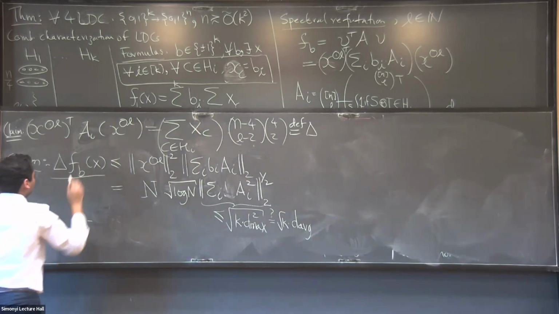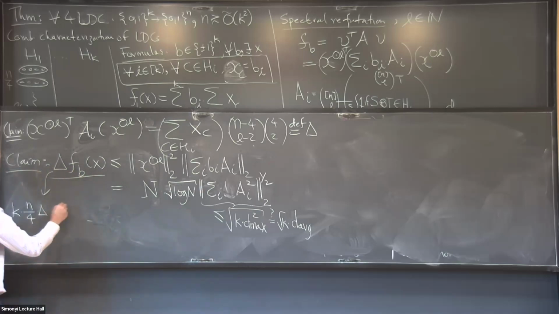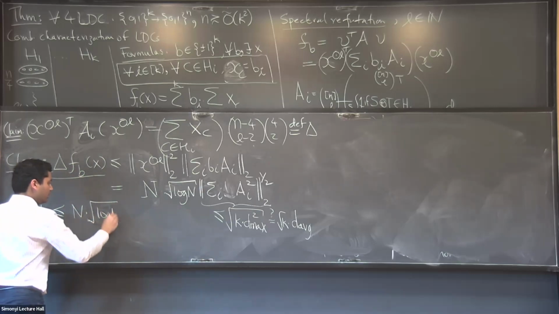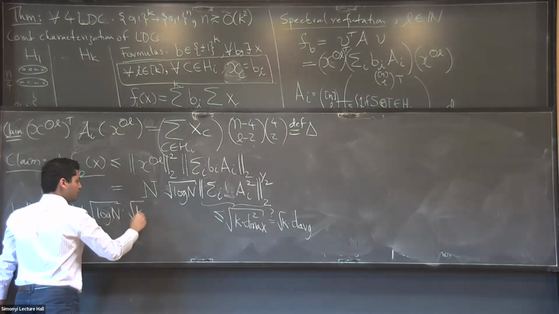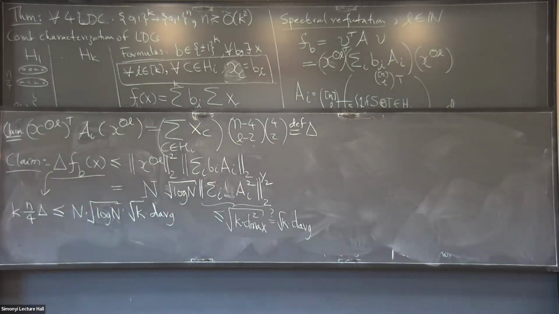I have delta times fb of x, which we know, if x is a code word of b, fb of x is at least k times n over 4 large, right? And then I get this delta tagged in. So that's a lower bound on this expression. On the other hand, it's also at most n times square root log n times square root k times the average. So this is the inequality we have before us.